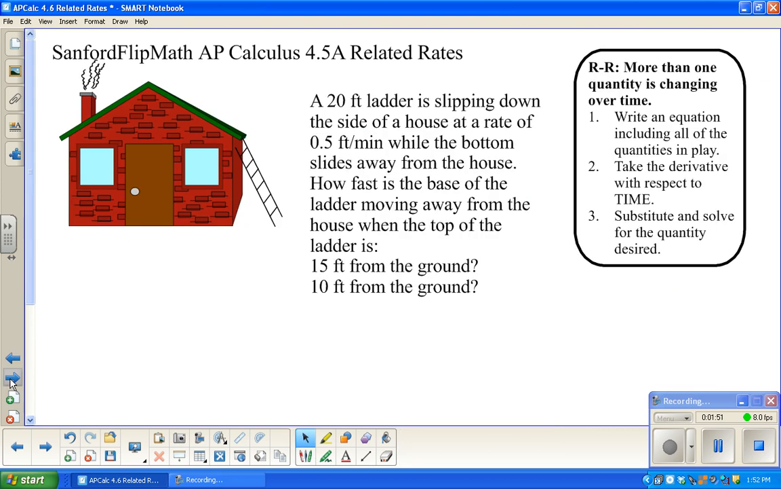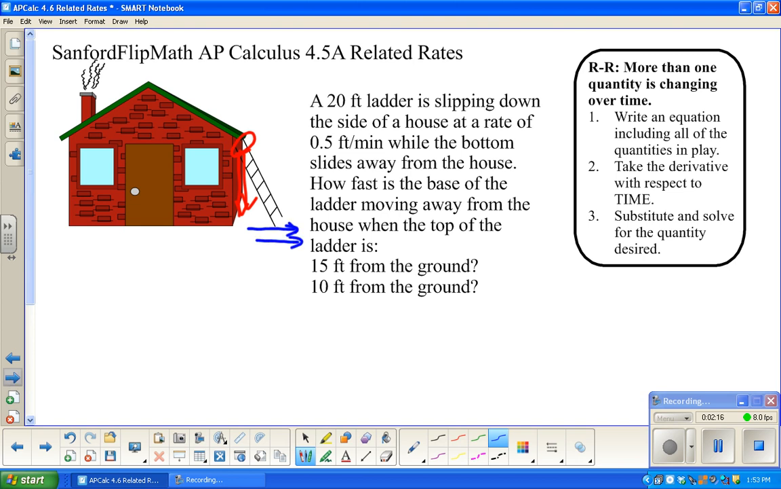So what we have is a ladder leaning up against a house. It turns out the ladder that we're working with is 20 feet long, and it's a dangerous situation. The ladder is actually sliding down the house. The top of the ladder is still leaning on the house, but it's sliding down the house, and in the process the bottom is sliding out.